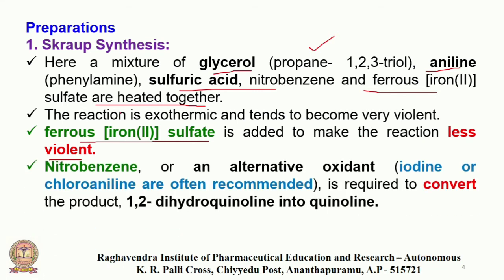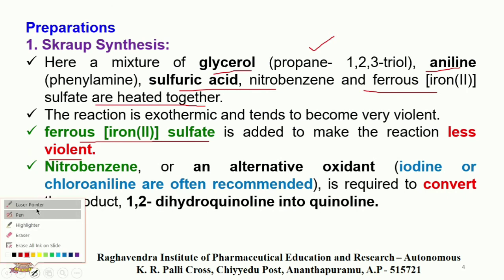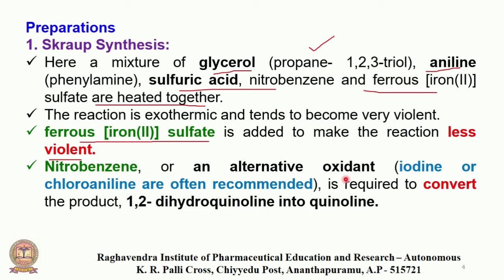And we are adding the nitrobenzene. Nitrobenzene, or any alternative oxidant like iodine or chloroaniline, is required to convert the 1,2-dihydroquinoline into quinoline. In the final step, the 1,2-dihydroquinoline is converted into the saturated form, quinoline. We can do this using either nitrobenzene, iodine, chloroaniline or any alternative oxidant.